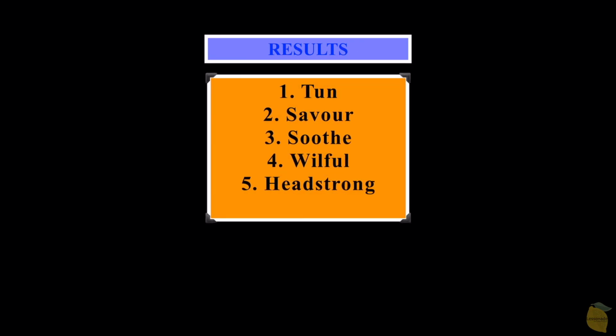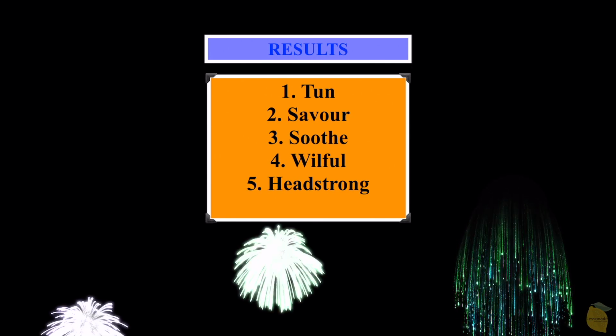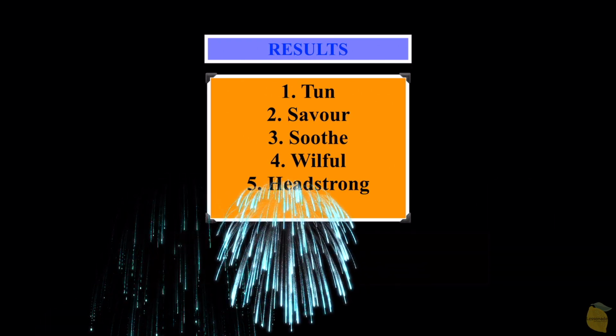So now we have the results, guys. These are the results. The first one is ton, the second one is savor, the third one is soothe, the fourth one is willful, and the fifth is headstrong. So that's it, guys.